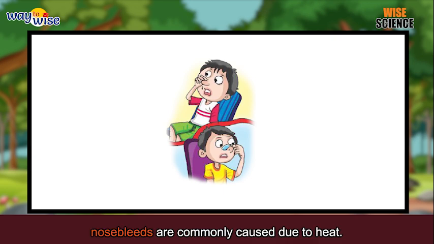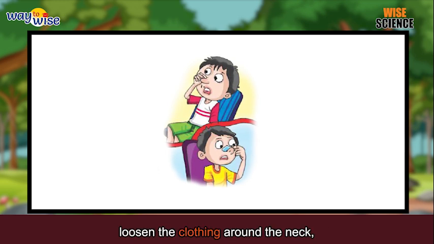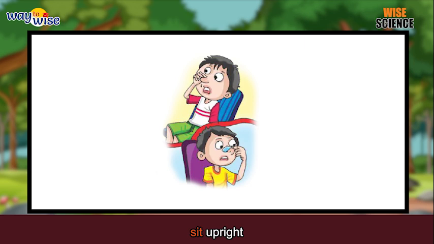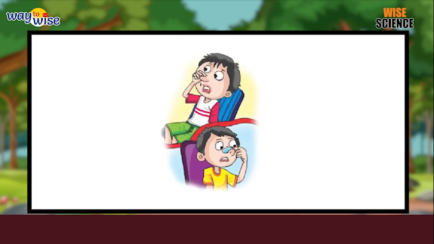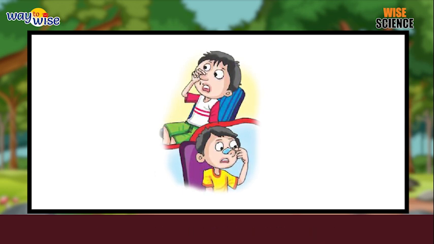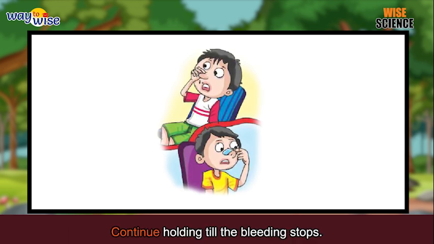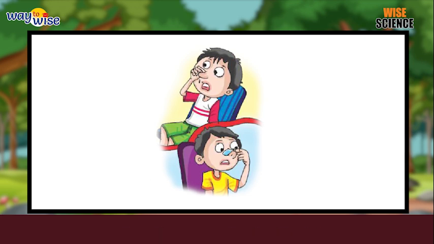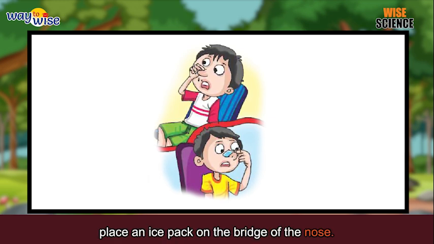For nose bleeding. Nosebleeds are commonly caused due to heat. The following aid should be given for nosebleeds. Loosen the clothing around the neck. Sit upright with the head held back and arms folded above the head. Using your thumb and index finger, squeeze the soft part of the nose. The part is between the end of the nose and the bridge of the nose. Continue holding till the bleeding stops. If the bleeding continues, hold for another 10 minutes. Place an ice pack on the bridge of the nose.